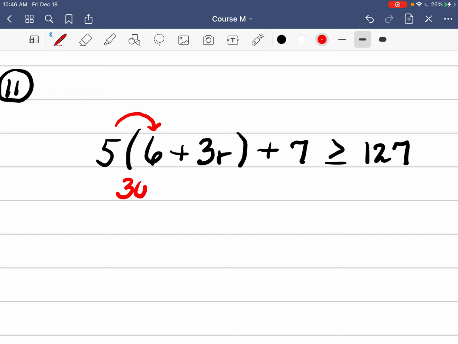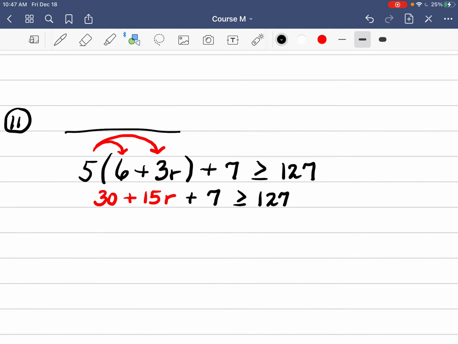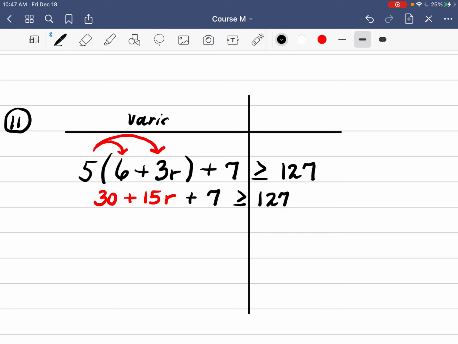5 times 6 is 30. 5 times positive 3 is 15 with an R. And then I'll copy everything else. You can cancel out that if it helps you. Power T comes right down through here, and the R is on the left, so we'll call that the variable T. The constant is on the right, so we'll call that the constant T.